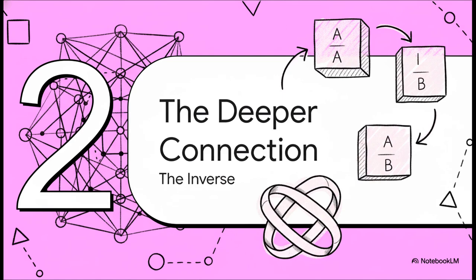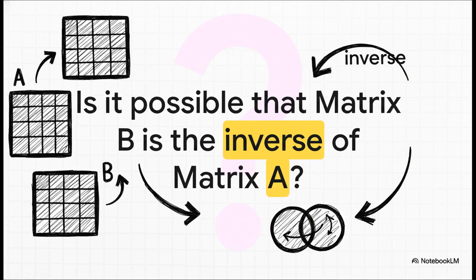But finding when the determinants are equal is really just scratching the surface. Now we get to dig deeper. Could there be a more intimate connection between A and B? This brings us to the second and maybe more interesting question in our investigation. Could matrix B actually be the secret identity of A's inverse? I mean, if that's true, it would mean they're fundamentally linked.